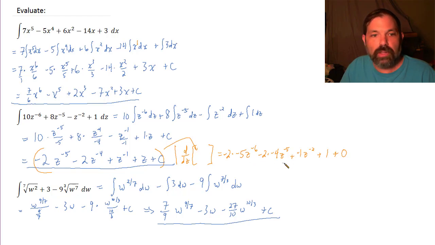And if we simplify this, we get back to the original expression, 10z to the -6th plus 8z to the -5th minus z to the -2nd plus 1. And that was the original integrand. So always remember that you can check your work on these. You can check your work on any antiderivative by differentiating and maybe using some algebra. Let's see some more examples.